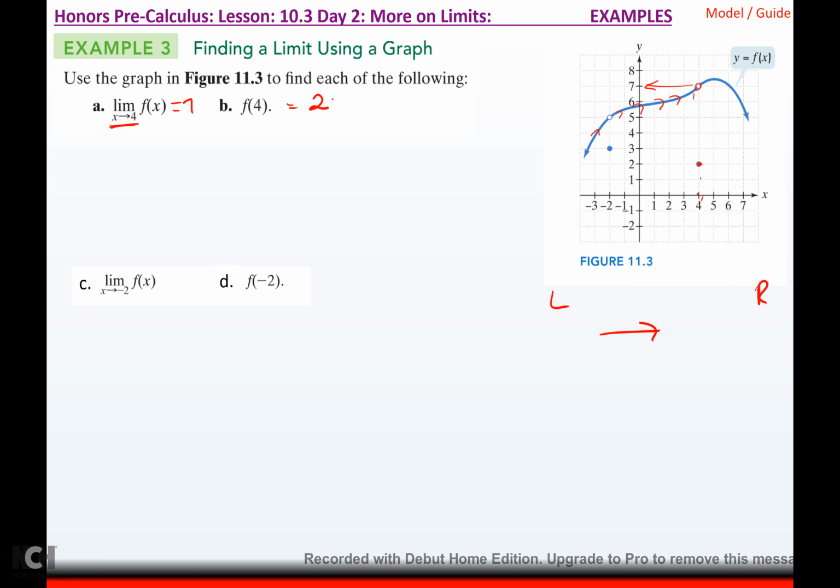Okay? And since there's a hole there, I don't expect these to be the same. Okay, so if I find the limit as x approaches -2, again, they didn't specify, so I'm going from the left. As I approach -2, the function is approaching 5. But at -2, the function is 3. Okay, everybody good?